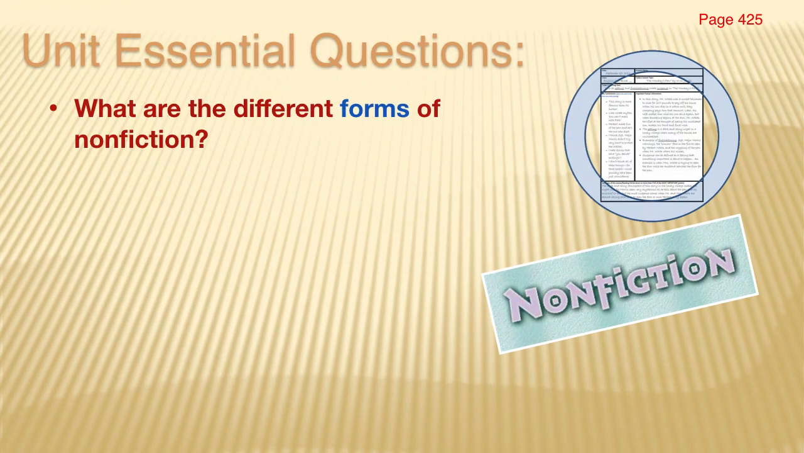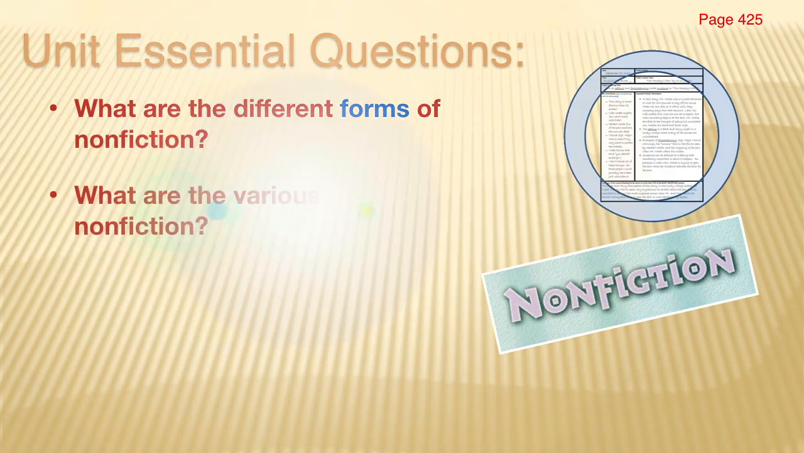So our first essential question is going to be, what are the different forms of nonfiction? We'll talk about what forms are later, but if you're taking Cornell notes, forms is a good word right now to write in that cues section of your Cornell note sheet, that left-hand column. Write that in the left-hand column and then leave space in the telegraphic notes part for an explanation.